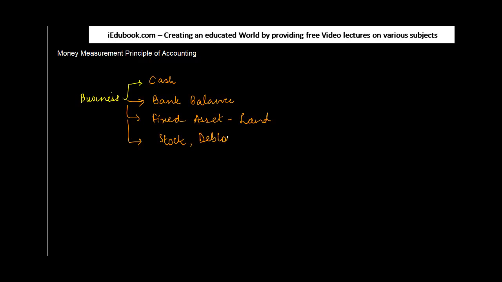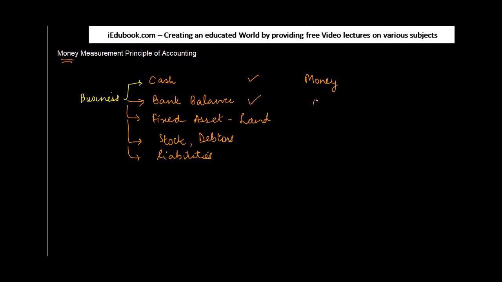A business will have cash, it will have bank balance, it will have fixed asset, let's say for example land, and it will also have certain other assets, let's say for example stock, okay, debtors. At the same time there will be liabilities, right? Now when we talk about cash, cash is actually equivalent to money itself, so there's no problem.